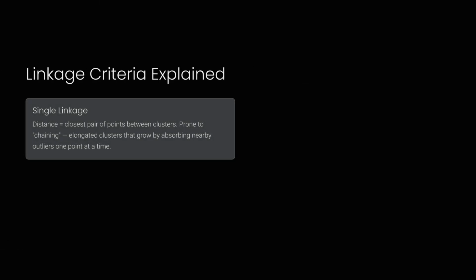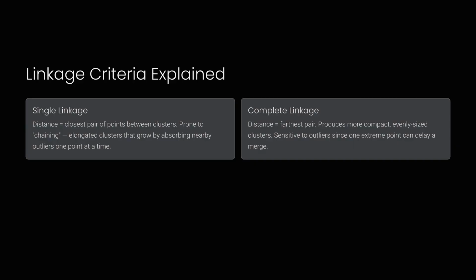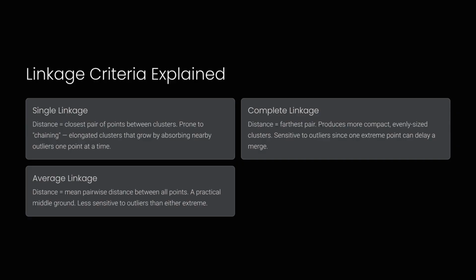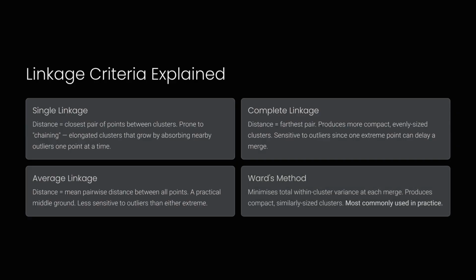There are 4 main linkage criteria. Single linkage finds the closest pair, which can lead to chaining. Complete linkage finds the farthest pair, resulting in compact but outlier-sensitive clusters. Average linkage is a middle ground. Ward's method, minimizing within-cluster variance, is the most commonly used in practice, producing compact, similarly sized clusters.